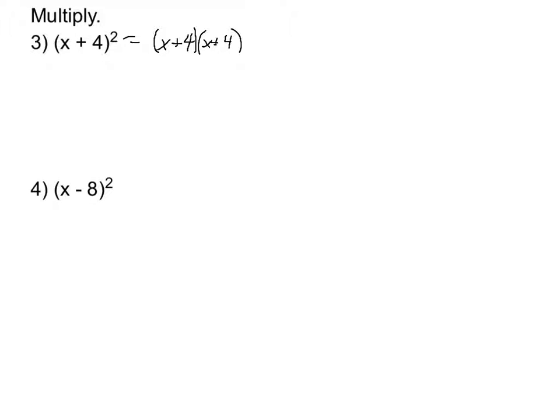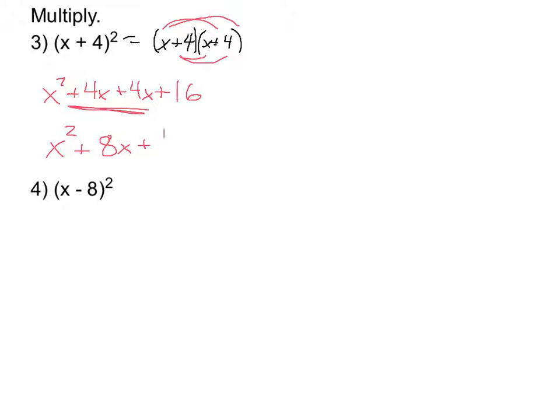We can do the same process that we've been doing, the FOIL process. We're going to send the x through to both things, x squared plus 4x. Then we'll send the 4 to both, so positive 4x plus 16. Now these middle terms are the exact same. Notice they're both positive 4x's. So when we combine them, essentially it's just doubling one of the two middle terms. So 4x plus 4x, or doubling 4x to get 8x plus 16.